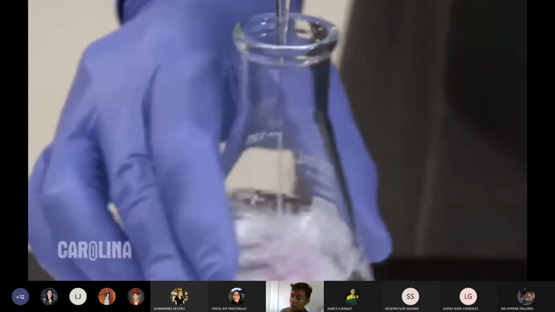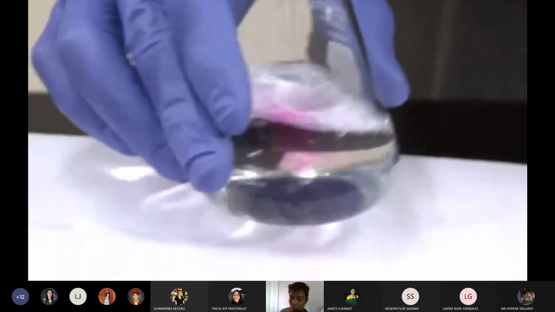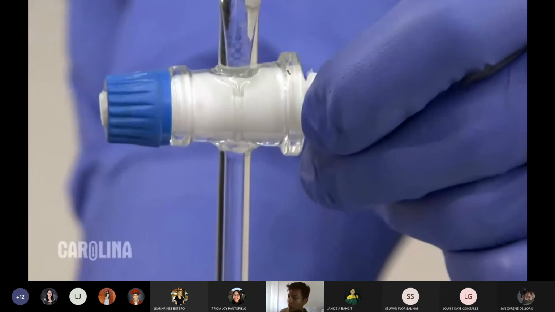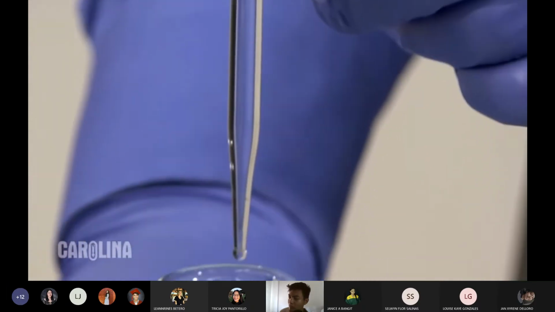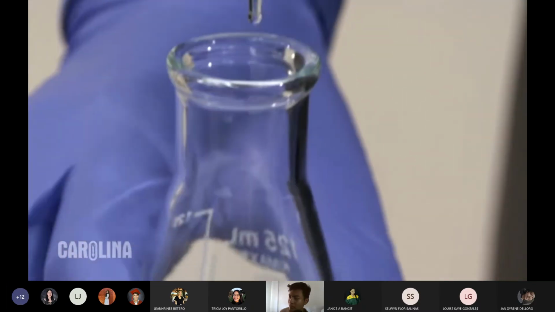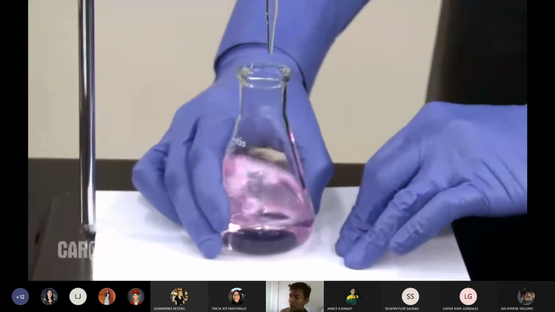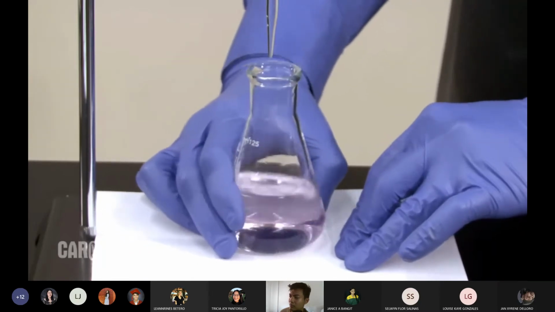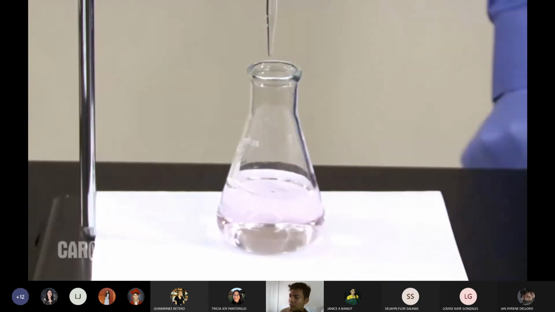To reduce the risk of passing the endpoint, slow down the addition of titrant when flashes of color begin to appear in the analyte. Adjust the stopcock to slow the flow of titrant to a drop-wise rate. Continue to swirl the flask with one hand and keep the other hand ready to close the stopcock. When you notice the indicator taking longer to fade, close the stopcock.